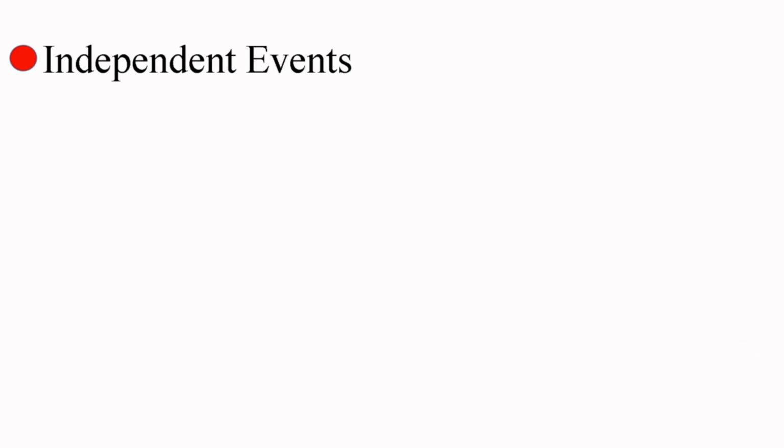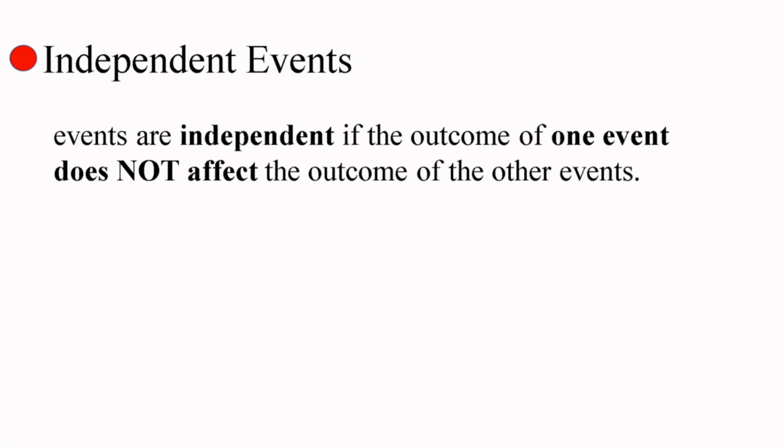The first thing that we need to learn in this chapter is the definition of independent events. What does it mean, independent events? Events are independent if the outcome of one event does not affect the outcome of other events. Okay, what is the meaning of this definition?